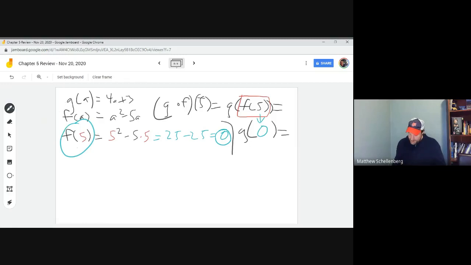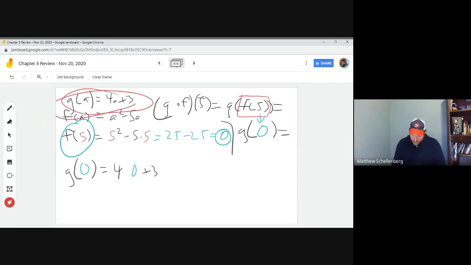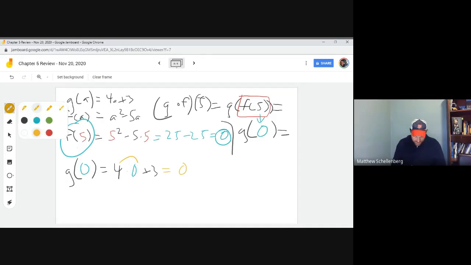And now we have to find out what g of 0 is. So g of 0 equals 4 times 0 plus 3. I just took this function up here and replaced the a with 0, which is this right here. 4 times 0, well, that's just 0. So this is 0 plus 3, and that's 3. And that's our answer. And that was number 10.